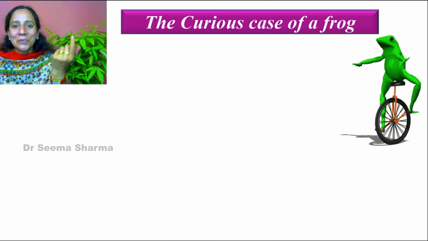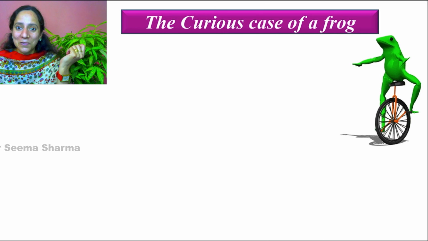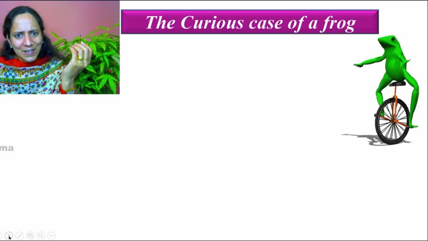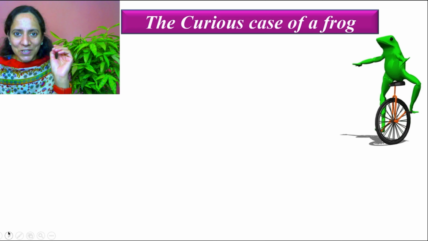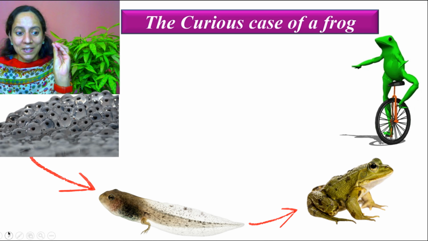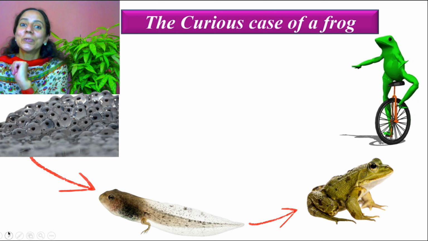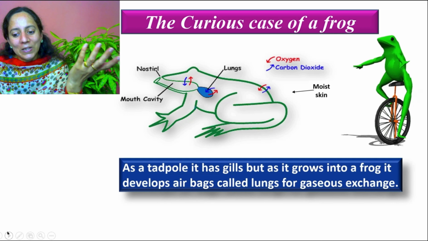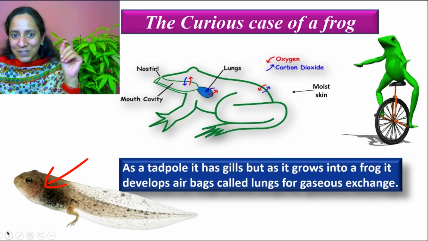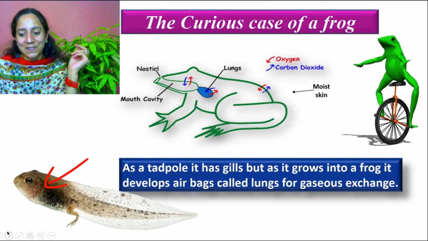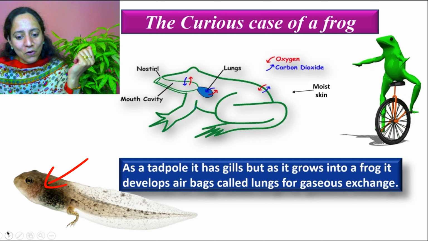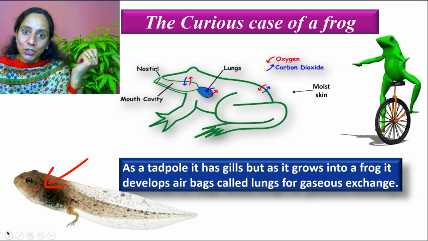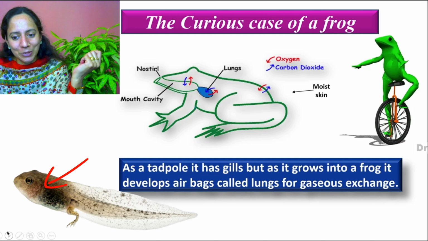Let's explore the curious case of a frog with respect to respiration. You know, children, that a frog, as far as its life cycle is concerned, undergoes changes. It starts its life cycle as an egg, then it gets transformed into a tadpole, and finally into a frog. As a tadpole, it has gills, because it has a fish-like body. But as it grows into a frog, it develops air bags called lungs for exchange of gases or gaseous exchange.